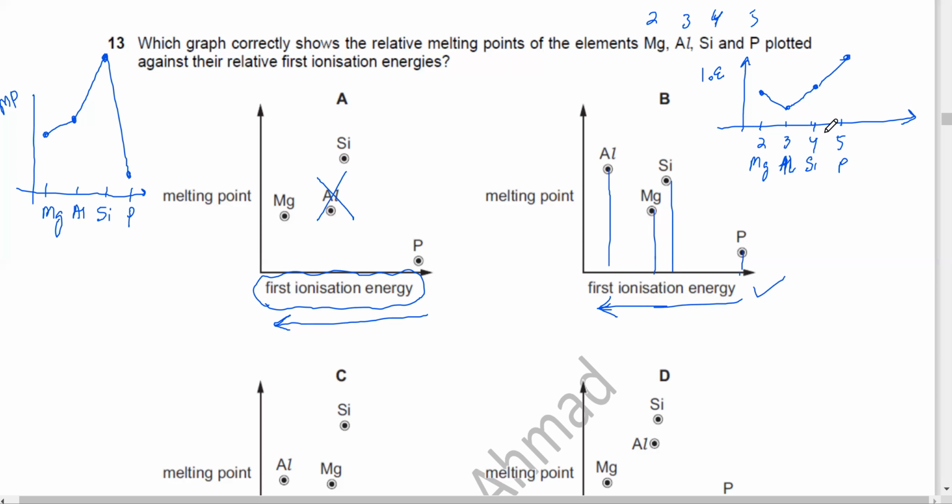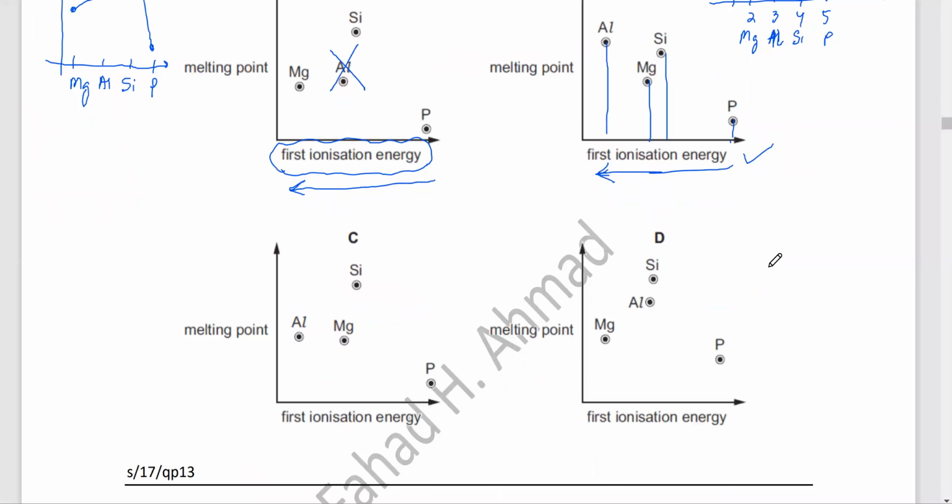Then after magnesium, it should be silicon, and phosphorus is going to have the highest. Group 5 is going to have the highest ionization energy. So this arrangement looks fine. Aluminium, magnesium, silicon, phosphorus. So this one is also incorrect. Aluminium, magnesium, silicon, and then phosphorus.